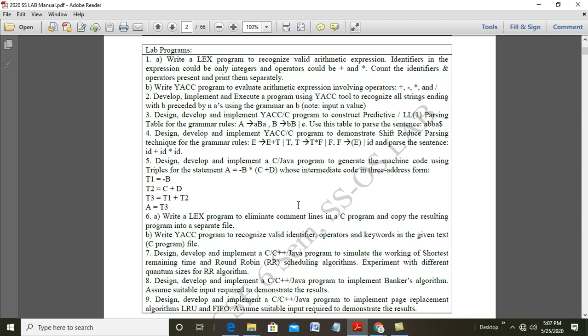So the 8th question is to design, develop and implement a C, C++ or Java program for the banker's algorithm.